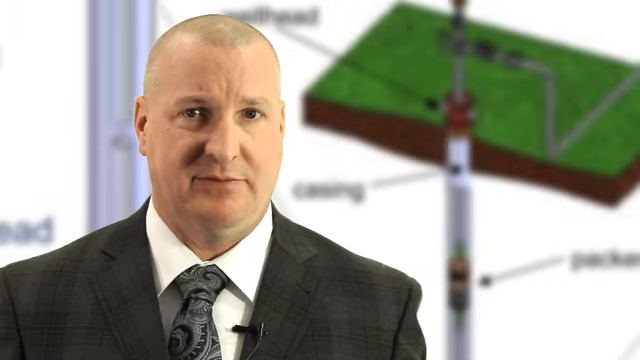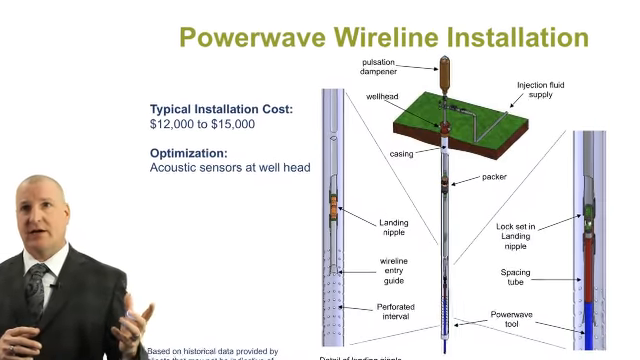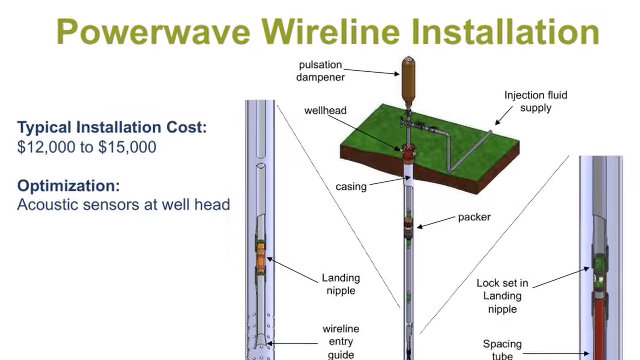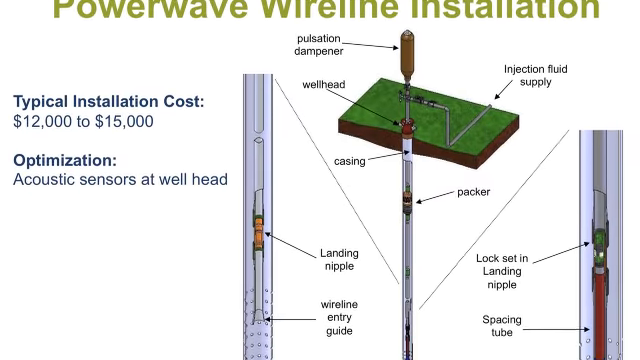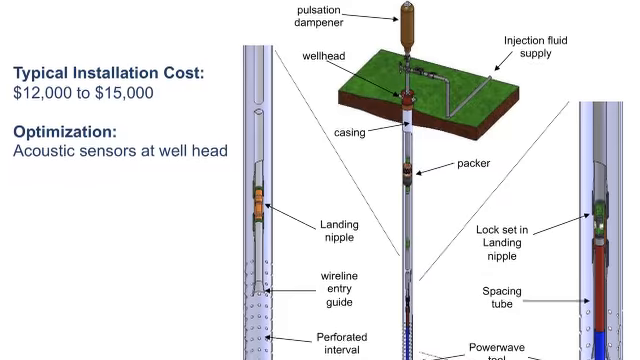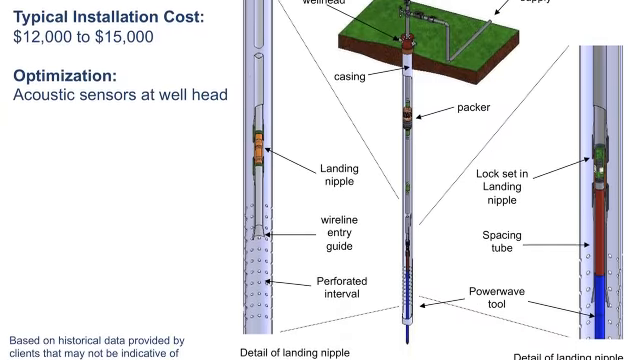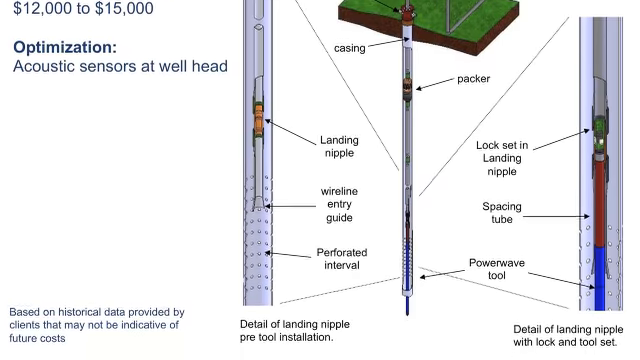Basically, we have 2 types of installations presently. We have a wireline installation and we have an electrical tubing installation. The wireline installation is $12,000 to $15,000 to install. You optimize that using acoustics on the wellhead. This is the simplest form of the technology deployment.